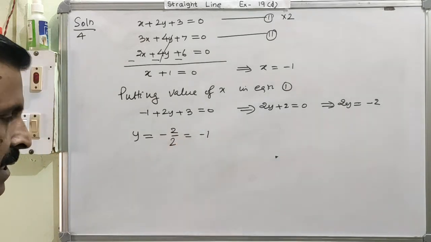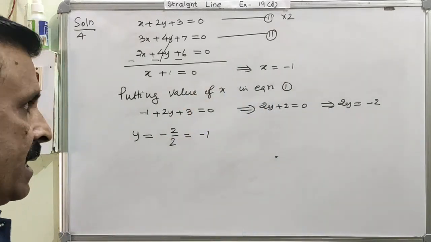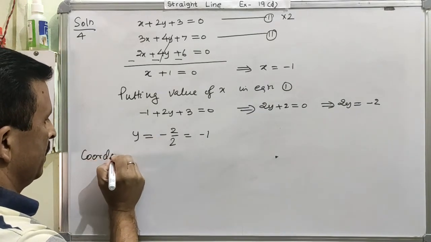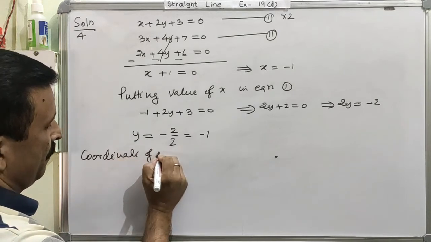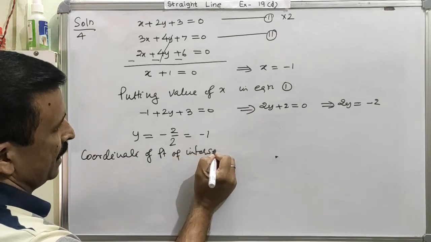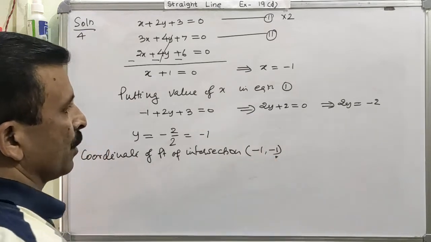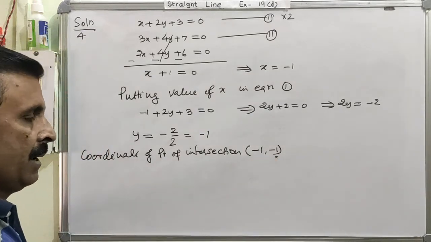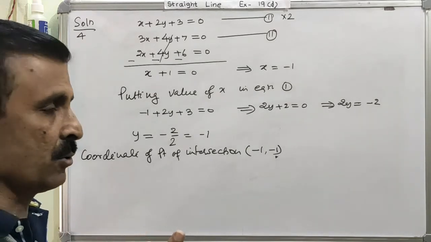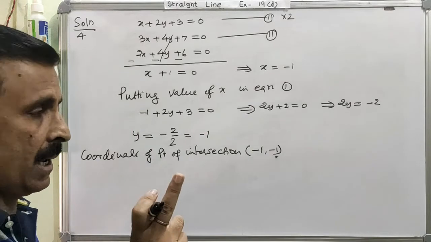So the coordinate of y also is equal to minus 1. Is this okay? So the coordinate of the point of intersection is minus 1, minus 1. Coordinate of point of intersection is how much? Negative 1 and negative 1. X and y both we got negative 1, negative 1. Clear? Now the line whose equation you are going to write is passing through this point. So this point will become the coordinate of your required line.